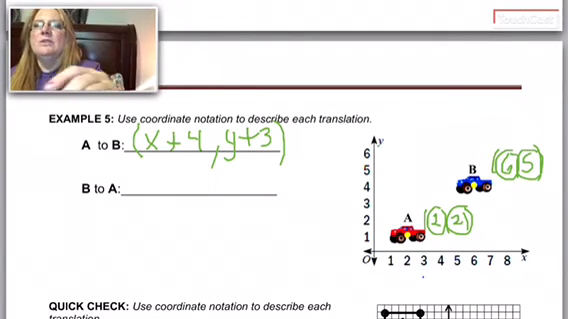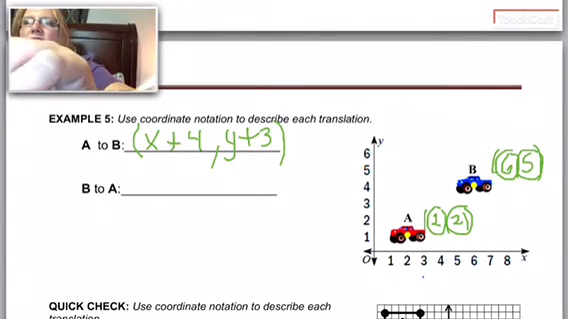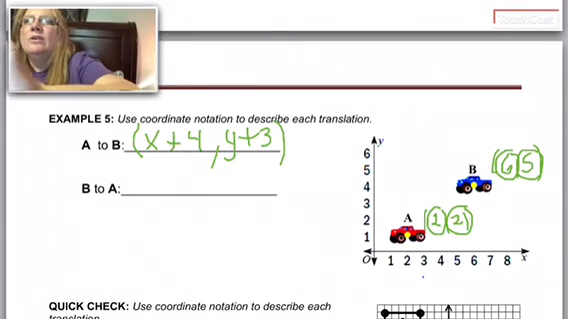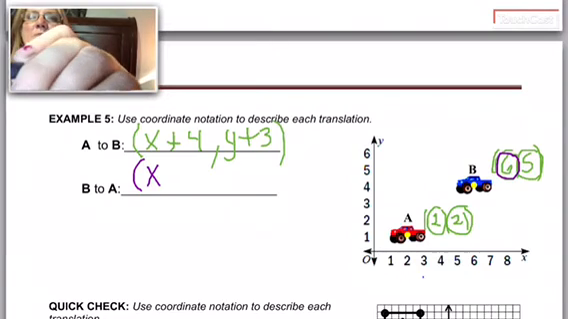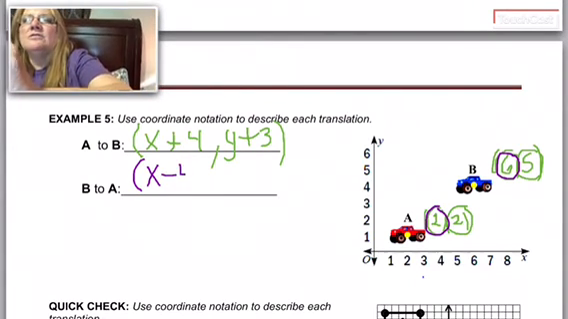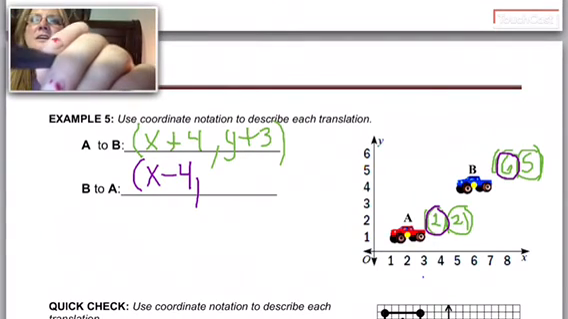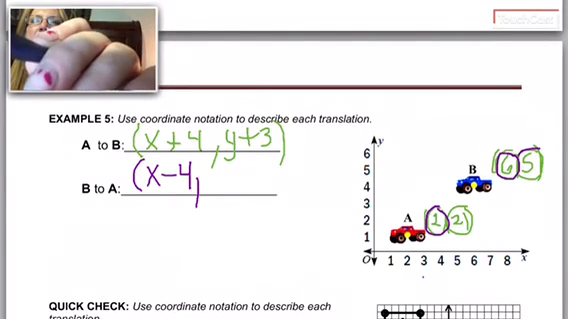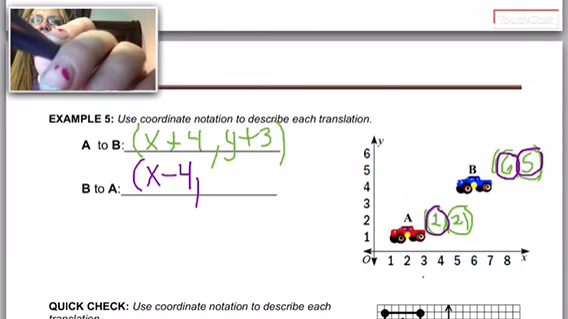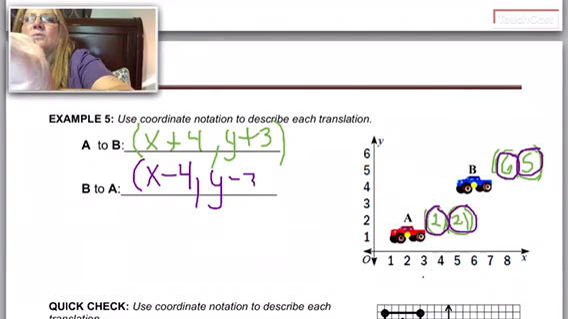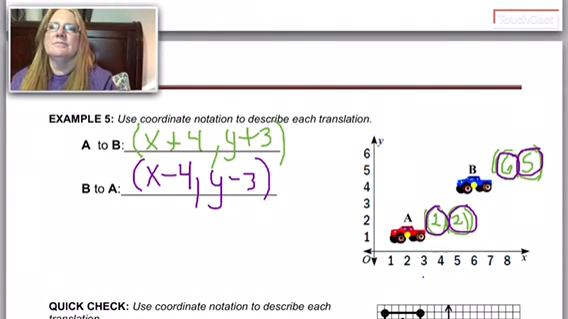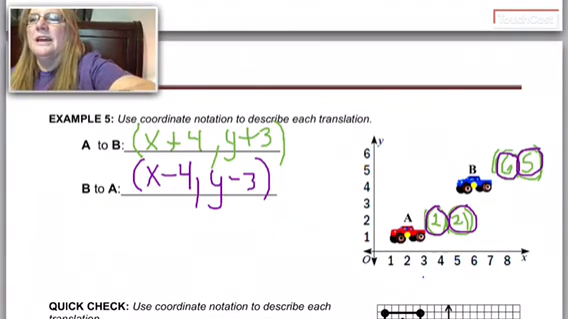Okay? If we want to go in the opposite direction, you just change from B to A. Well, I'm going to start with my X. And I started with 6, and I moved to the left to 2, so that's X minus 4. And I started with 5, and I went down to 2, so that is Y minus 3. Okay, so we're just moving left, right, up or down.